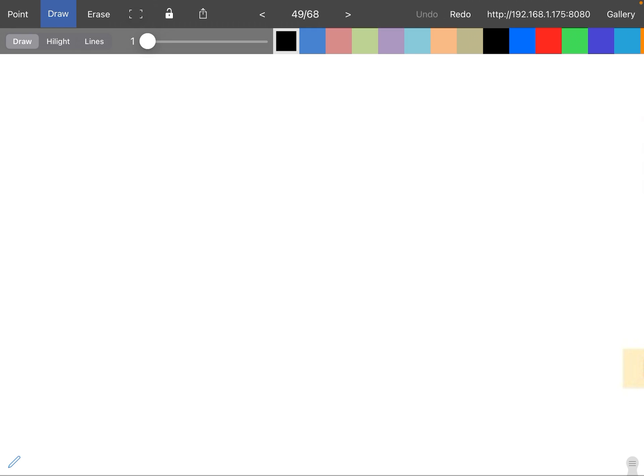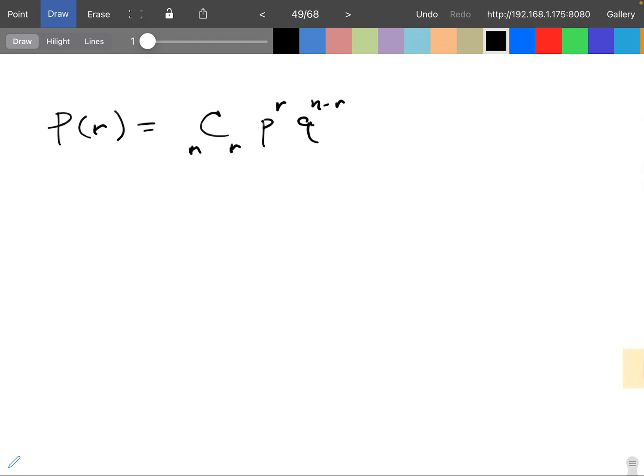Okay, so the formula was, it says P of R equals, and then it had a combination in front, and the subscripts were N and R, and then it had P to the, let's make sure one of these looks like an N. So that one's an N, this one's an R. And then it had P to the R power, and then it had Q to the N minus R power. Like that.